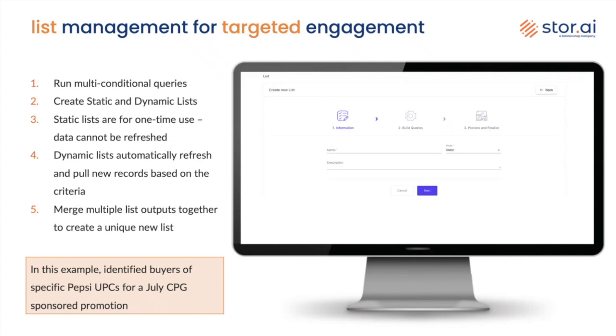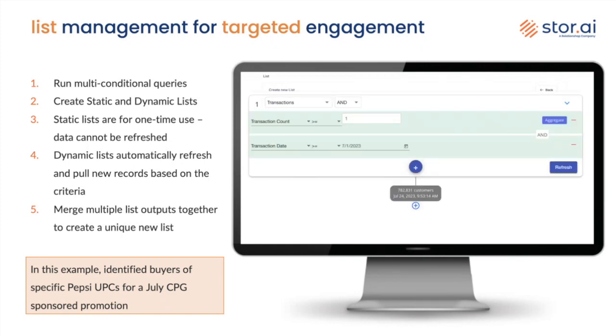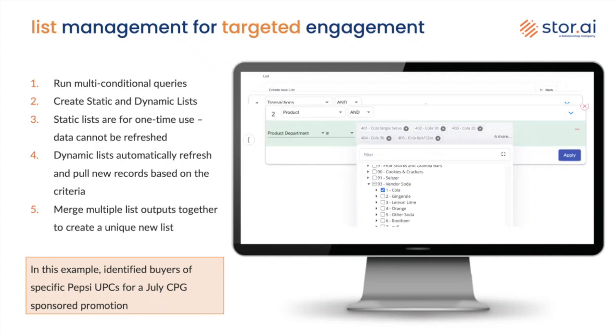So you can create multi-conditional queries. In this case, we're looking at defining buyers who are shopping in July, and they were looking for specific Pepsi shoppers to qualify them for a sponsored promotion. So we're identifying those who have a transaction during the month of July. It's a transaction count greater than 1 during the month of July, starting on 7/1/23. We're going to look at those who transacted within a certain product category, in this case cola. And this is based on this client's product hierarchy, so your hierarchy may be different. You would see it a little bit differently, possibly, on your side.